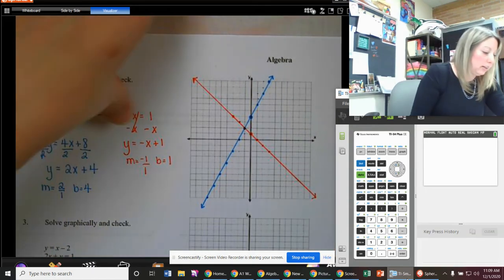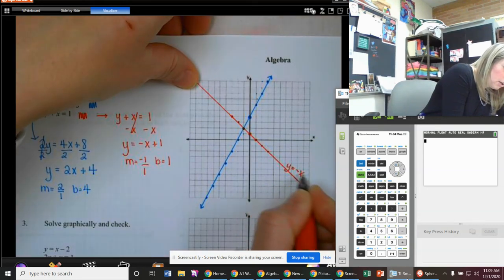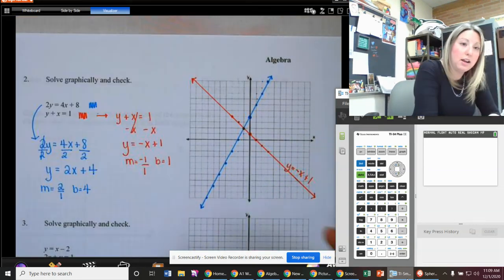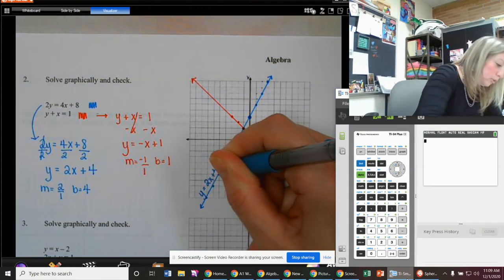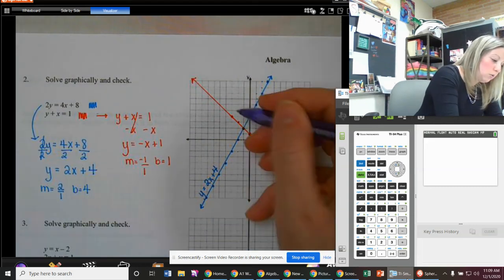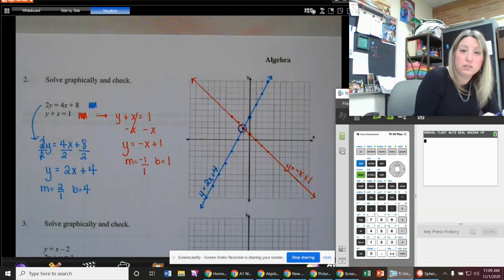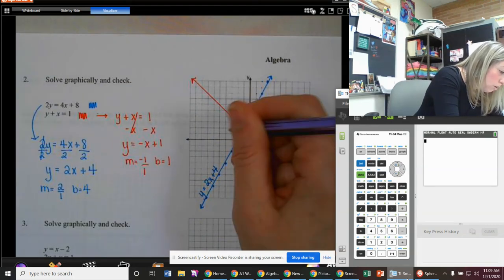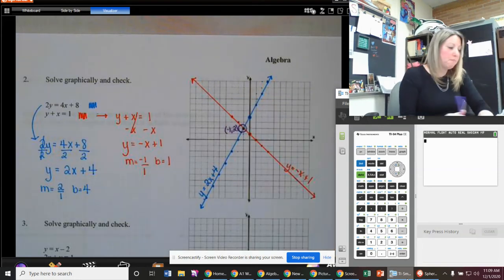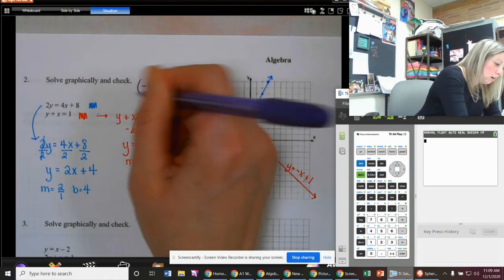Now I can start all my labels. So I've got y equals negative x plus 1 as my red line, and I've got y equals 2x plus 4 as my blue line. And now, red and blue make purple, so I circle and label this intersection point, which is negative 1, 2. So negative 1, comma 2, just like that. And that is my answer for the intersection point of these two lines.